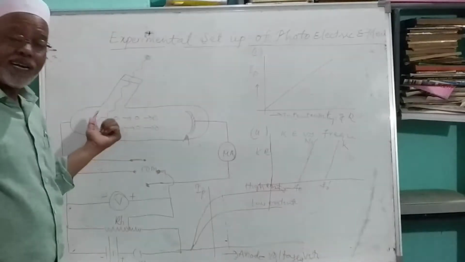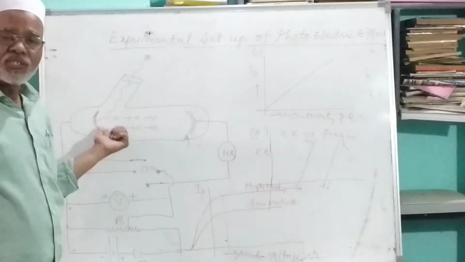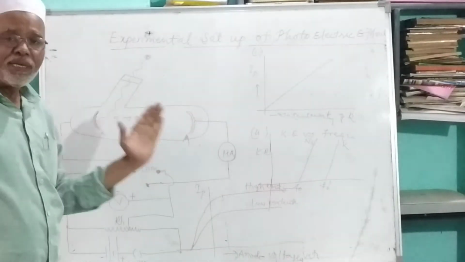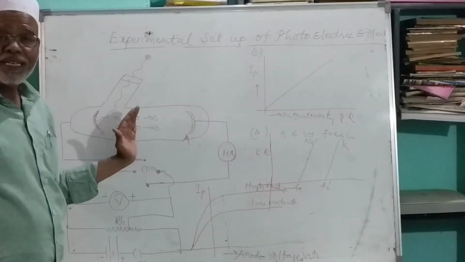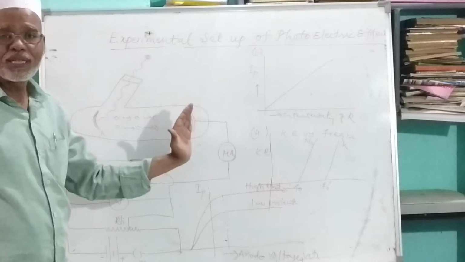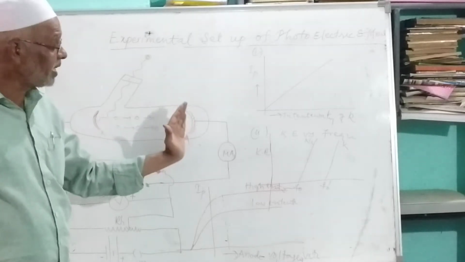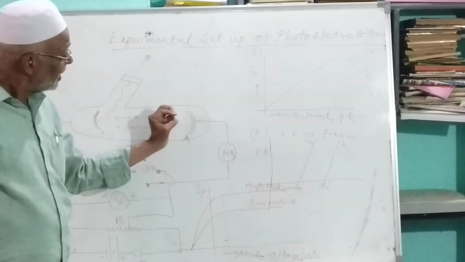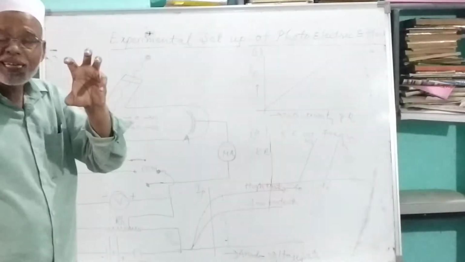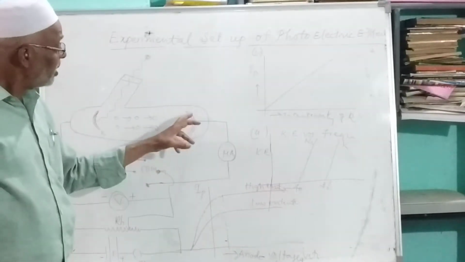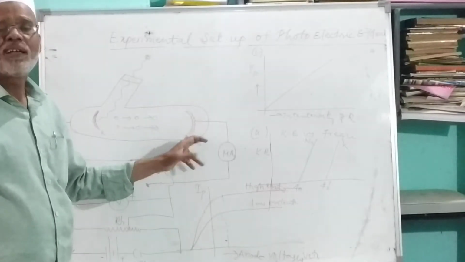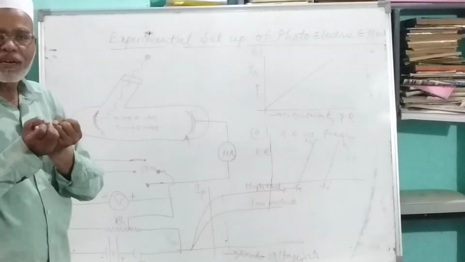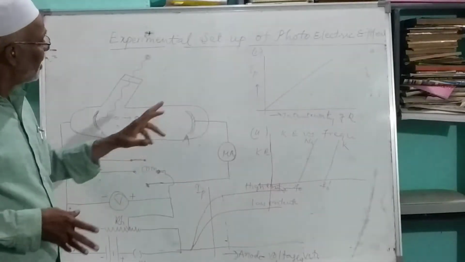One cathode is going to act as an emitter. Since it emits the electron, therefore it is called the emitter. The emitted electrons will move toward the anode. This anode is going to collect all the emitted electrons. Therefore, the anode is also called the collector. It collects the photoelectrons, therefore it is called the collector.